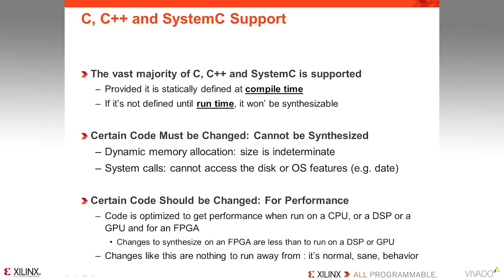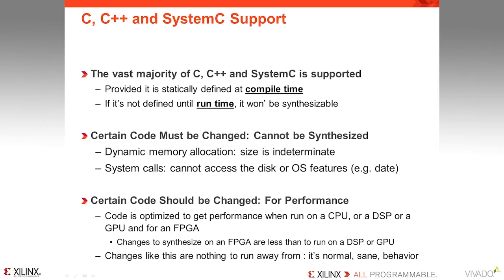For example, dynamic memory allocation. For dynamic memory allocation, the size is indeterminate. If we're going to synthesize the hardware, we have to know that it will be, for example, a 9 KB RAM. We can't build hardware where it may be 9 KB RAM, or it may be 9 bytes, or it may be 9 gig. It has to be defined at synthesis time, okay? And there are many examples in the coding style guide of how you could actually change this.